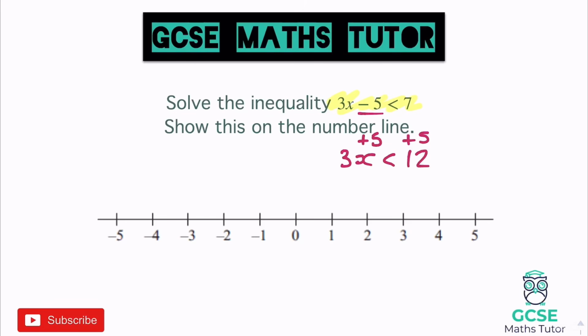Now we can divide both sides by 3, obviously, because we want to know what 1x is less than, not what 3x is less than. So when we divide both sides by 3, we get x is less than 4. And that is our solution to this inequality here. x has got to be less than 4.